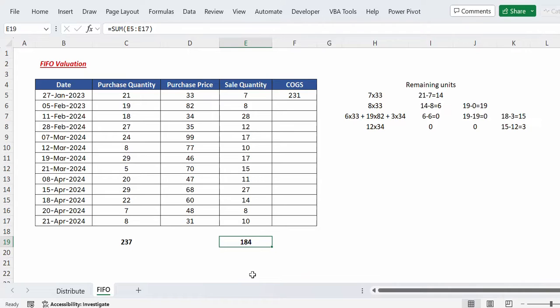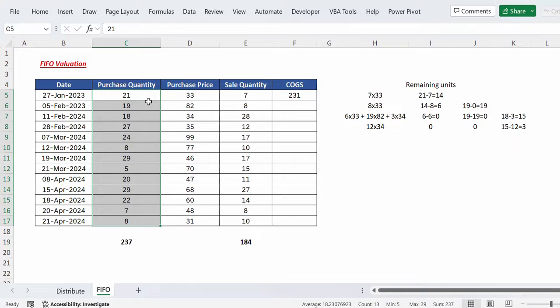So what we are trying to do, we are just trying to calculate the cost of goods sold for this complete 184 units, right? If we are trying to do this, then how we can visualize that? So from this 184 units, we would have purchased 21 units at a price of 33 each, 19 units at a price of 82 each, 18 units at a price of 34 each, right? So this is what we are doing, that we are making a purchase at different cost and then we are trying to find the final cost of goods sold. So let's see the distribution of these 184 quantities among the purchase quantities, right?